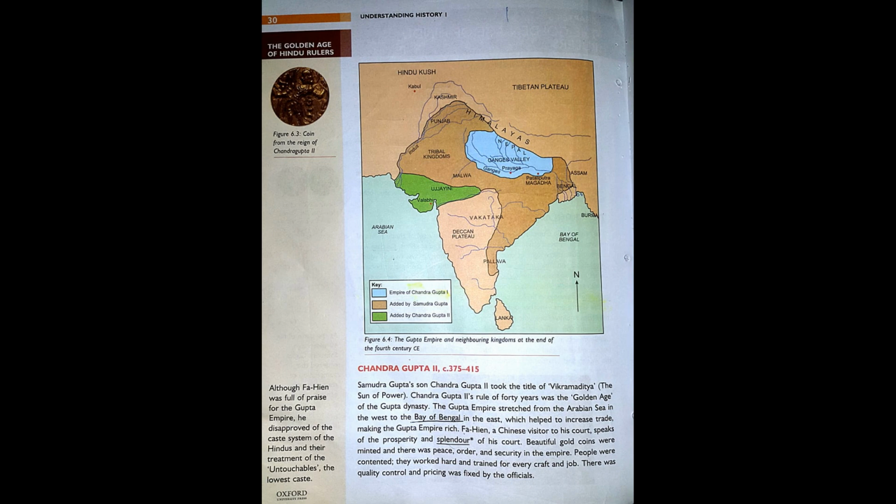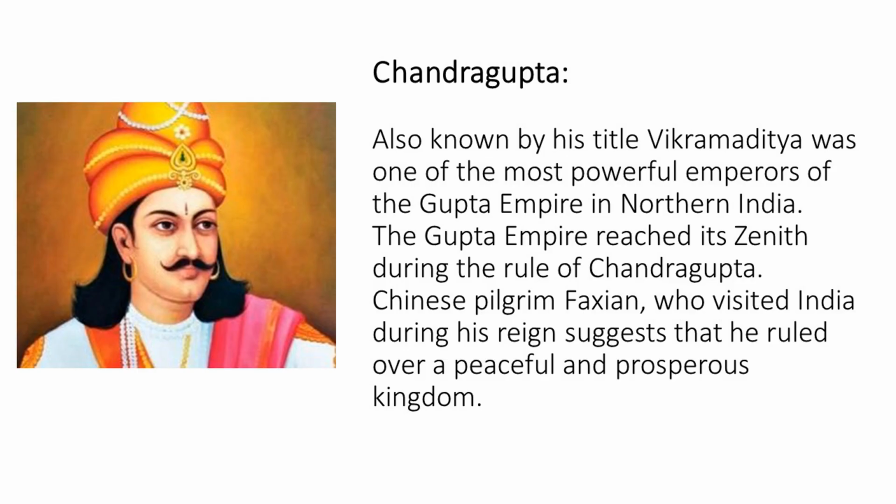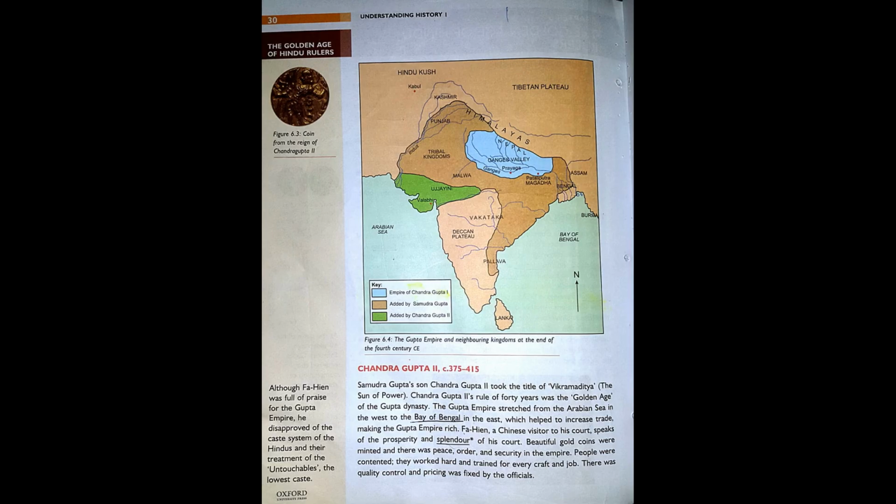Now come to page number 30. Here is Chandragupta II, c 375 to 415. Chandragupta, also known by his title Vikramaditya, was one of the most powerful emperors of the Gupta Empire in northern India. So students, who was Chandragupta II? Samudra Gupta's son, Chandragupta II, took the title of Vikramaditya, the son of power.